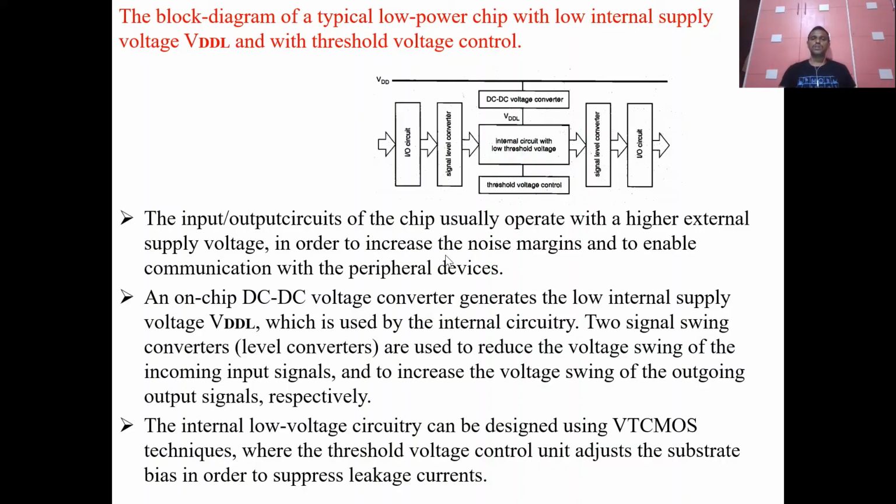So this is the block diagram of a typical low power circuit with variable threshold voltage CMOS technology, right? This is the method used to reduce the power and at the same time the leakage power whenever it is in standby mode, by varying the threshold voltage. So this is about VT-CMOS, the variable threshold CMOS technique, to reduce the power consumption.